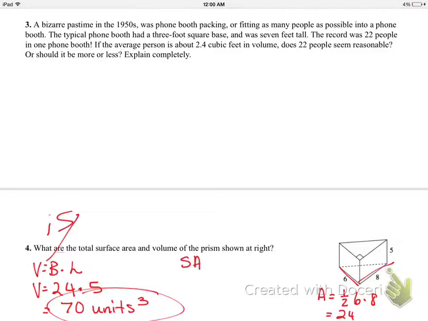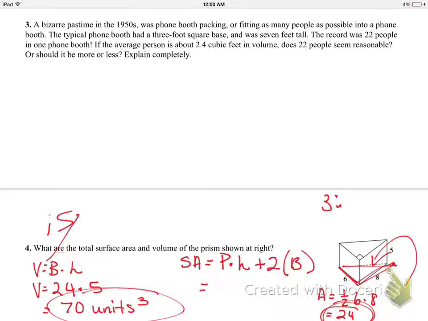My surface area of this includes the top and bottom. So the area of the base we already found, it's 24 right there. So the perimeter of the base times the height plus 2 times the area of the base is our formula for the surface area. The perimeter here is 6 plus 8 plus 10. Oh, it's a 3, 4, 5 triangle.